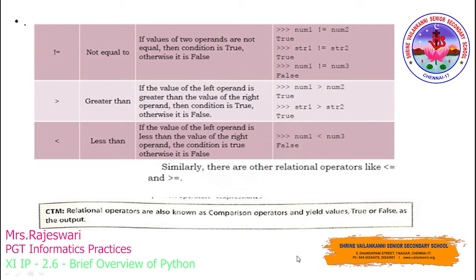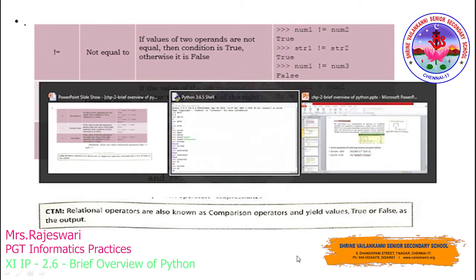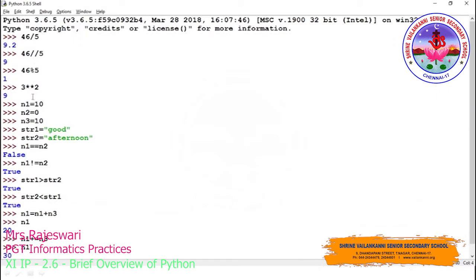In case I'm going to check, see here, n1 value is 10 and n2 value is 0. If I check n1 less than n2, what will happen? The result will be returned as false because n1 value is greater than n2. And if I check n1 double equal to n2, I'm checking here: is the value the same? n1 is 10 and n2 is 0.